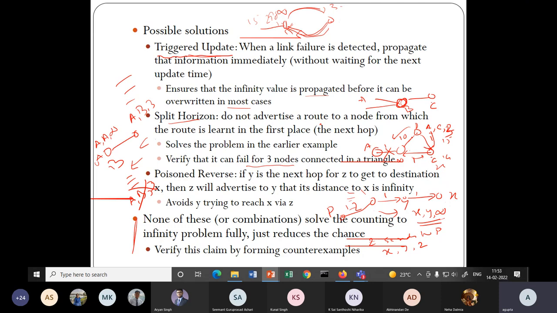But again, please do this yourself. I've told you the idea with the three node loop. These are classic exam questions, also simple exam questions just to understand whether you understood the concept.